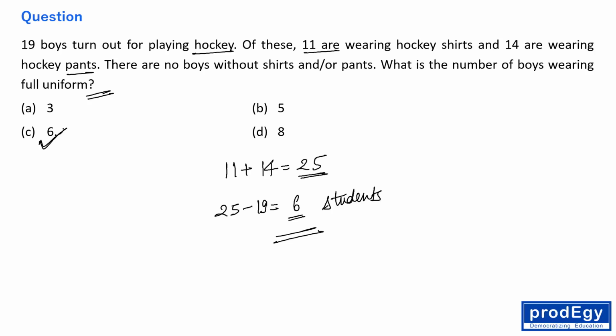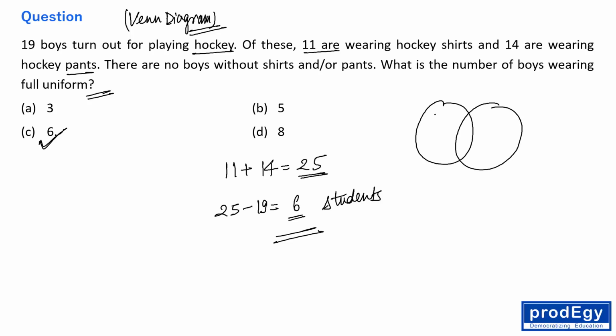This question belongs to the topic Venn diagram, right? So I can also solve it for you with the Venn diagram if you want. So a Venn diagram looks like this and like this. So this is shirt and this is pants, in fact. Okay, fine. So 6 is the intersection area, right? And shirt is what? 11. So 5. So in the oval of shirt, total 11 entries are there. So 6 plus 5, right?